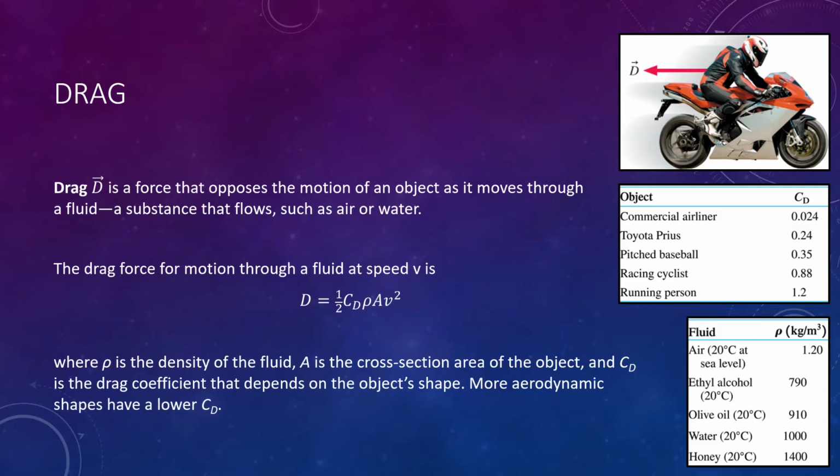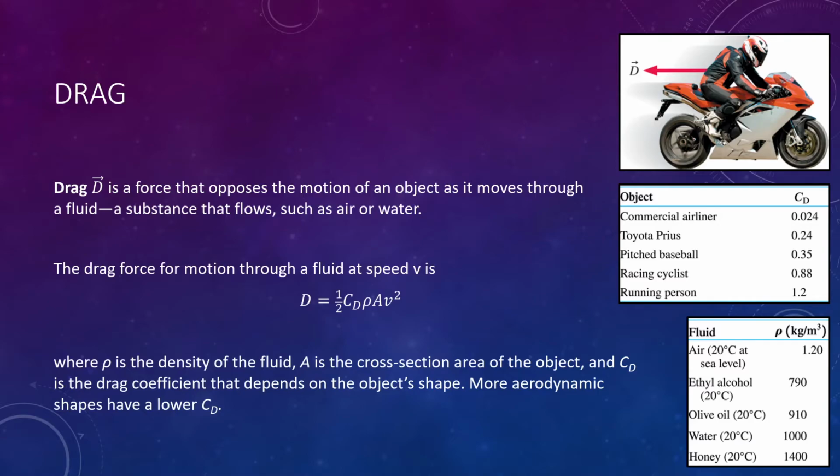Now, I do not make students memorize CD values or density values or anything like that. On the right, you can see a chart of various CD values on the top and density values in the bottom. So note, for example, the commercial airliner has a very, very low CD value, and that makes sense because we want objects to be aerodynamic, in other words, have low CD values. So in the case of an airplane, you certainly want it to be aerodynamic. But a running person has a CD value of like 1.2. I mean, our body, our full front of our body pushing into the air is not very aerodynamic.